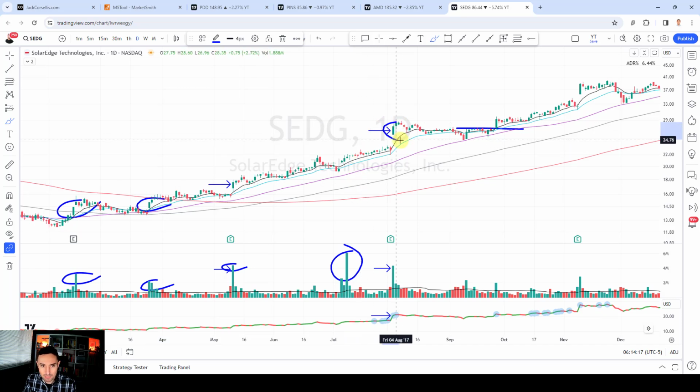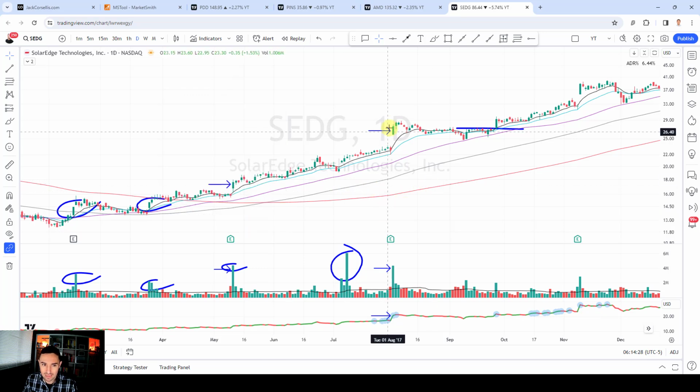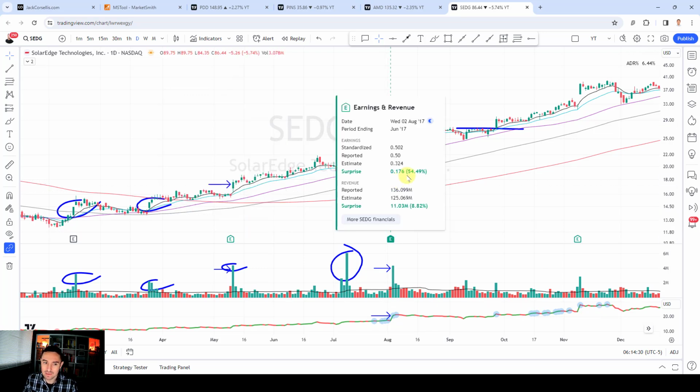And then prior to this positive earnings reaction, we have another one here. And if we take a look at the surprise, the estimate was for 26 cents. The company reported 32 cents. There's a positive surprise of 22 percent. And then we're going to be looking at this one here. There's a surprise of 54 percent. The estimate was for 32 cents and the company reported 50 cents. Institutions are caught off guard here a little bit.